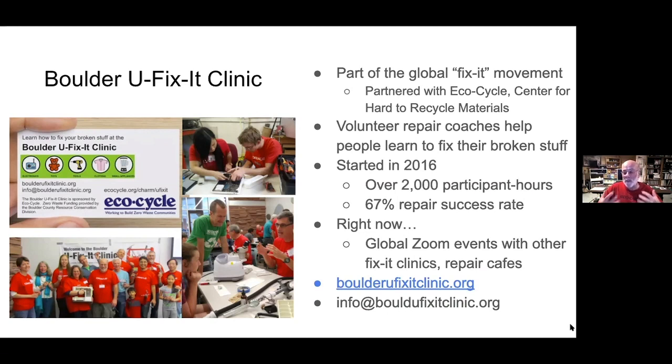It's more consumer education. It's more about being a big part of this movement. Of course, because of the current situation, as they say, because of COVID, we're not doing in-person, face-to-face clinics. And we pivoted to these global Zoom events like this with these other clinics and cafes around the world. We're doing them several times a month.